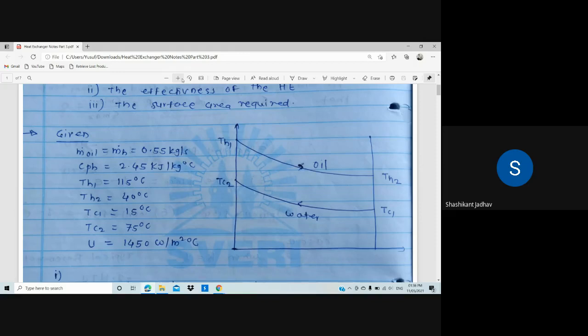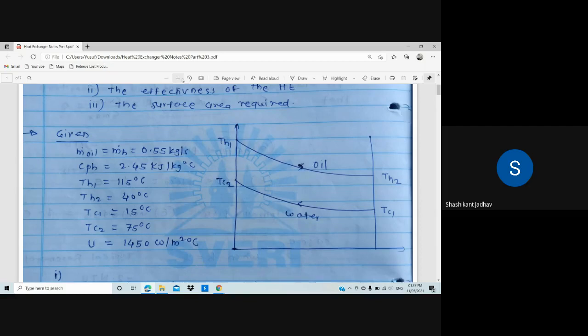Okay, so I have drawn the graphical representation, that is the counter flow heat exchanger. The hot fluid is oil, the cold fluid is water, and the direction of oil and water is opposite. So oil has inlet temperature TH1 and outlet temperature TH2, and for the water, inlet temperature is TC1 and outlet temperature is TC2. Okay, so first we have to calculate the mass flow rate of the water.